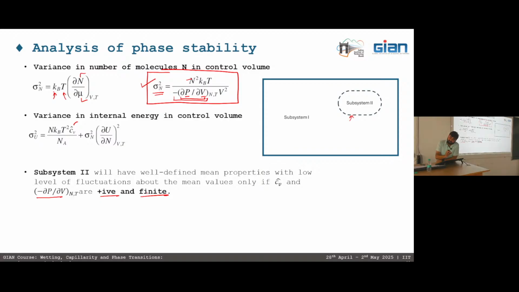If we make sure that this is both positive and finite, then this term will further feed into the variance of the internal energy in the control volume term.